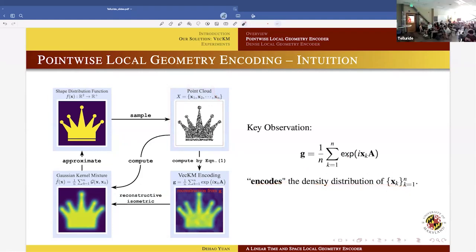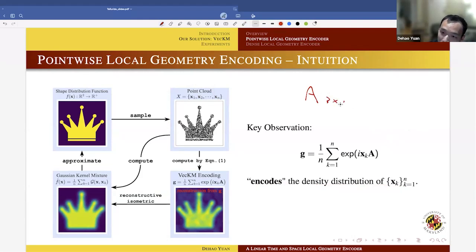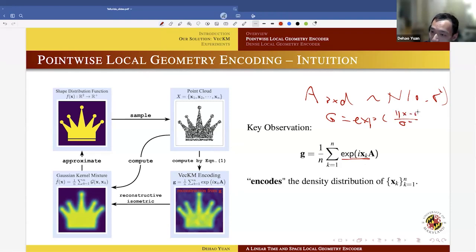Question: where do you get A, and why do you use complex numbers? Is it the exponential of a complex matrix? Yes, that's a great question. Here, A is a 3 by D matrix which follows a normal distribution with mean 0 and variance sigma squared, where sigma squared is a hyperparameter that you can choose. This is basically a kernel trick. The reason why I use this exponential is because a Gaussian kernel is the exponential of minus the distance between x and y, divided by sigma squared.